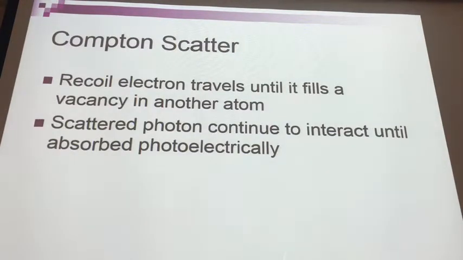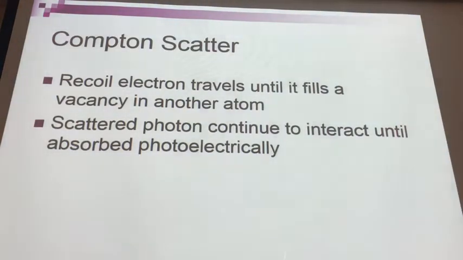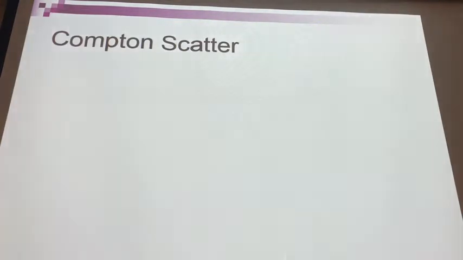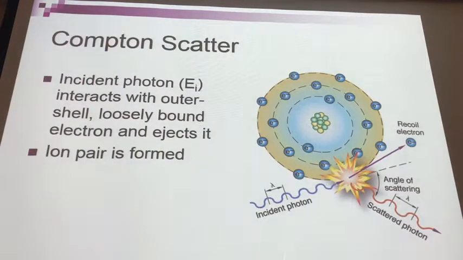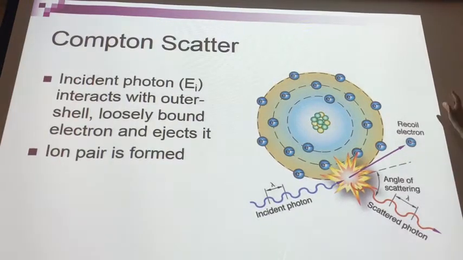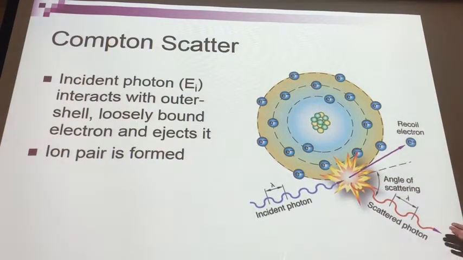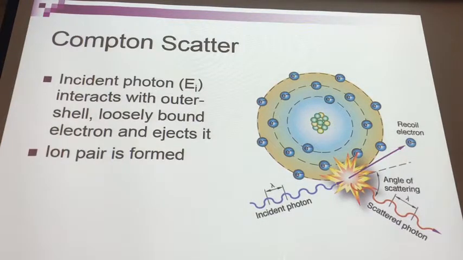Okay, scattered photons will continue to interact until absorbed photoelectrically. Okay? We haven't looked at photoelectric interaction yet, but we will. So what happens if we go back to that image here? This guy is going to go until it's absorbed by another atom. It will take the spot in another atom. This guy will go and it could actually leave the patient and create fog in our image.